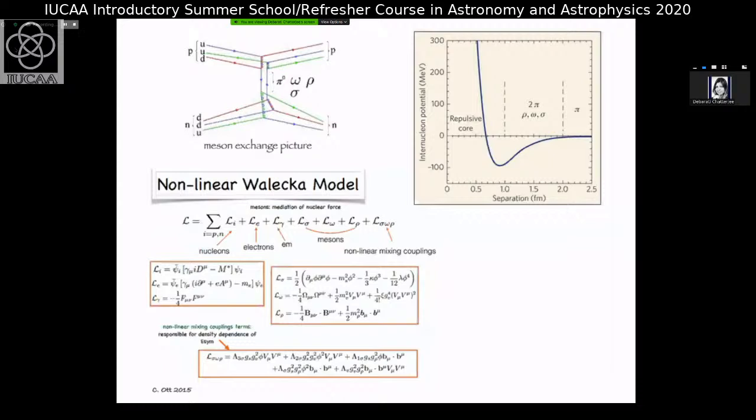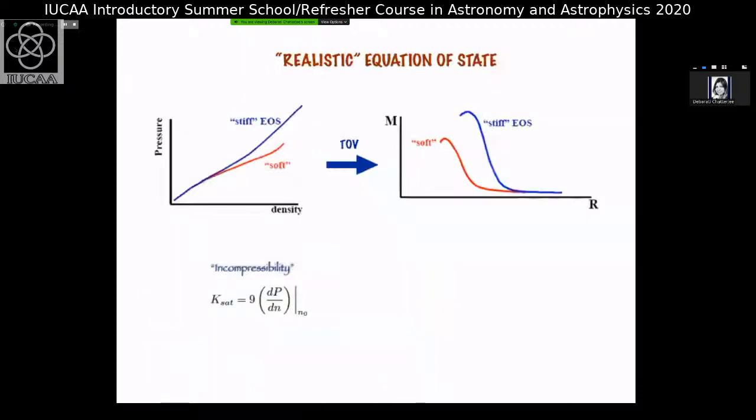From such a Lagrangian, one can derive the energy momentum tensor, and from the energy momentum tensor, one can derive the pressure and energy density. So we have the equation of state. This is to give you an example. There are, of course, as in the previous slide, other kinds of interactions, so there are many different kinds of equations of state.